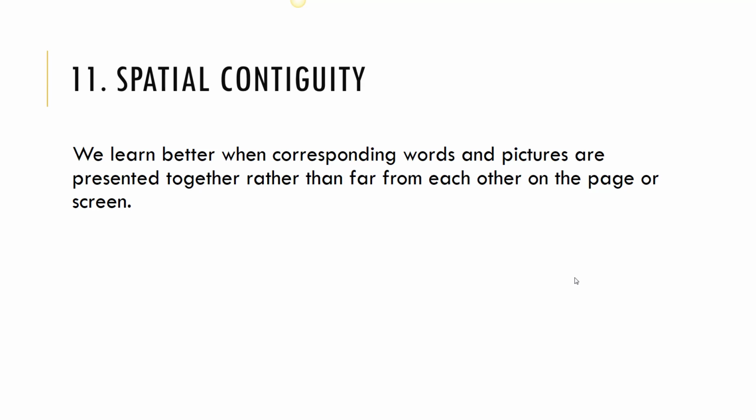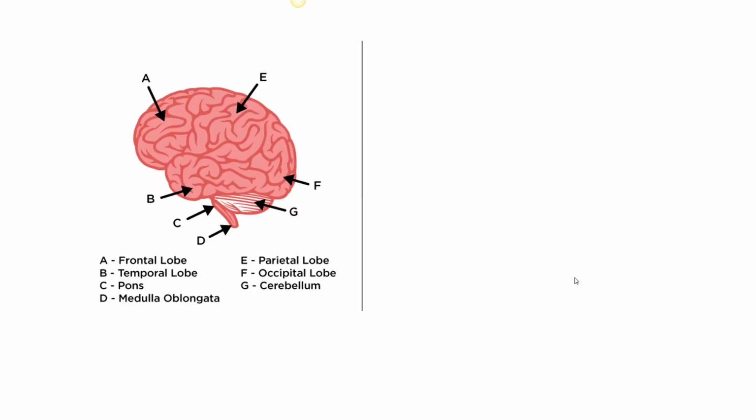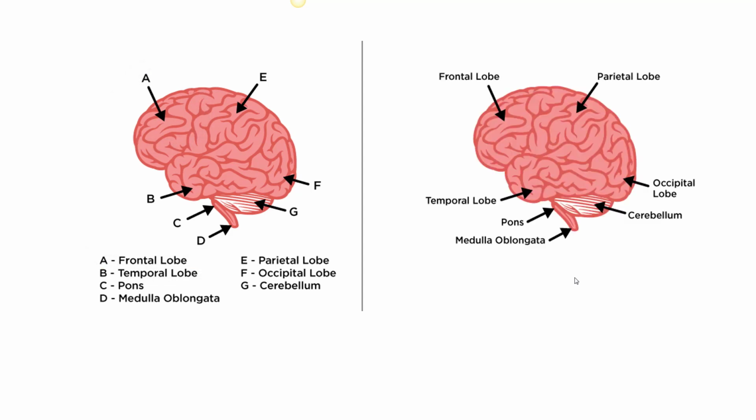Another way we do this is through our diagrams. So check this diagram out on the right. To process this diagram, you have to look at, okay, A, the part it's pointing to, and then go down to the bottom and see that it's frontal lobe, right? And you may not initially think that this is a bad image, but here's a better image.